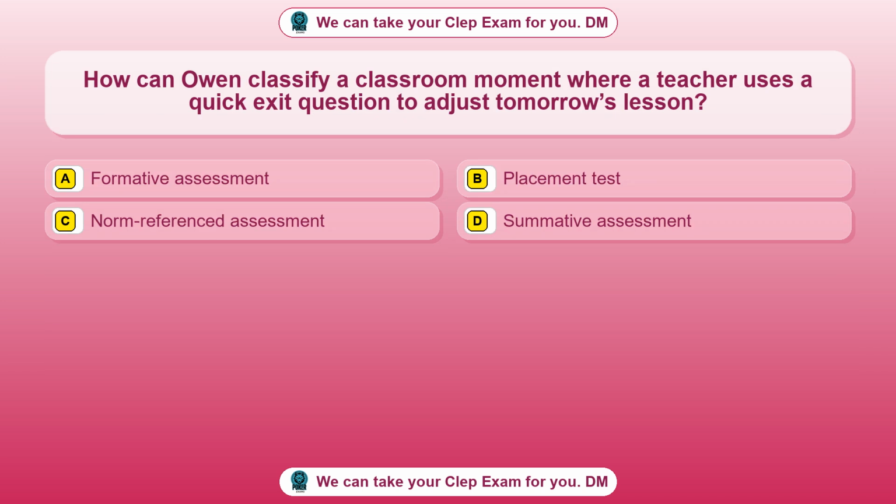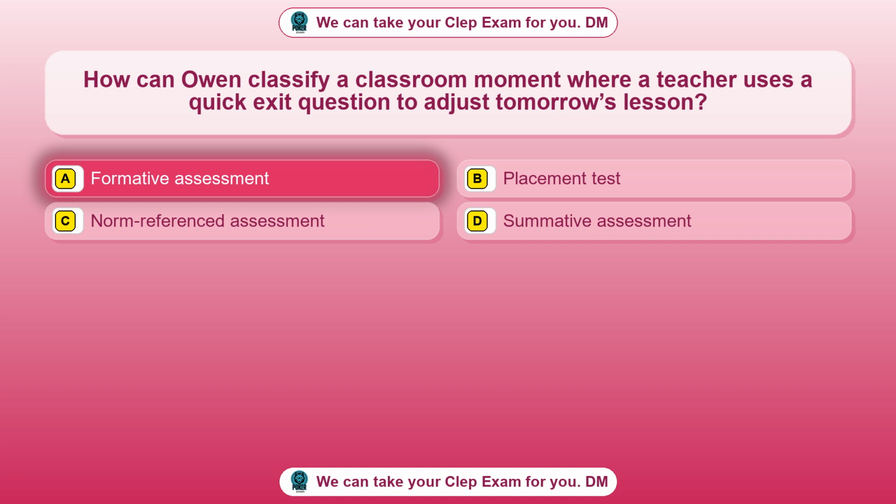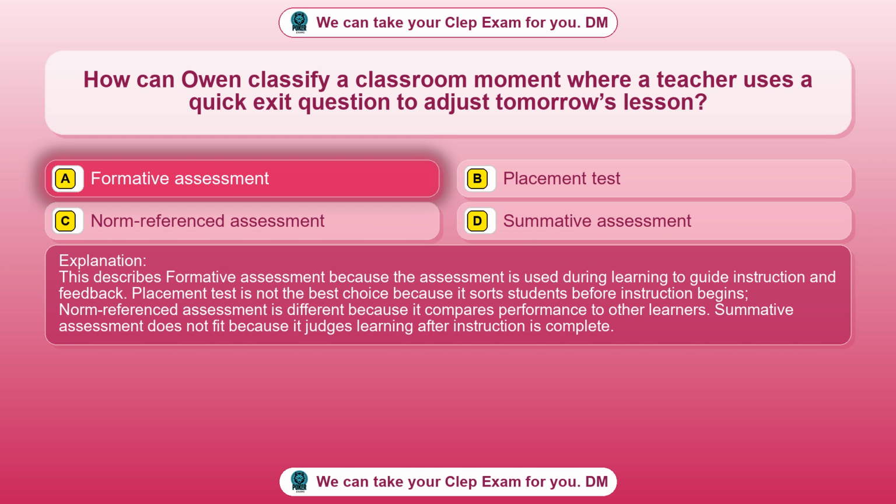Question 52. How can Owen classify a classroom moment where a teacher uses a quick exit question to adjust tomorrow's lesson? Option A, formative assessment. Option B, placement test. Option C, norm-referenced assessment. Option D, summative assessment. The correct answer is option A. Formative assessment. This describes formative assessment because the assessment is used during learning to guide instruction and feedback.